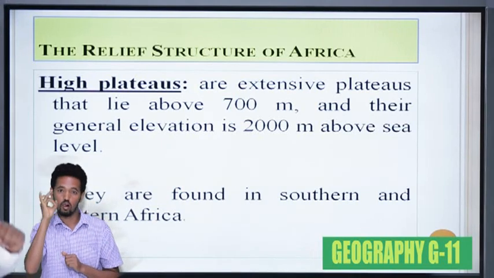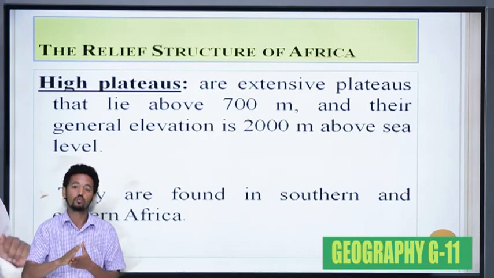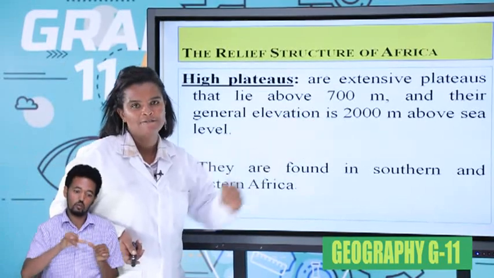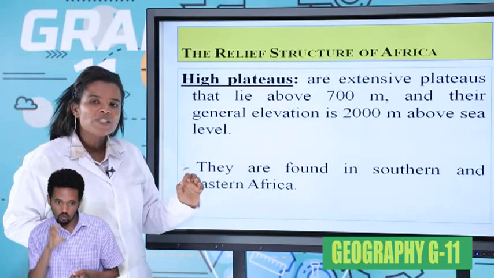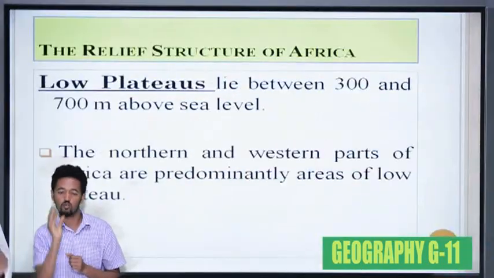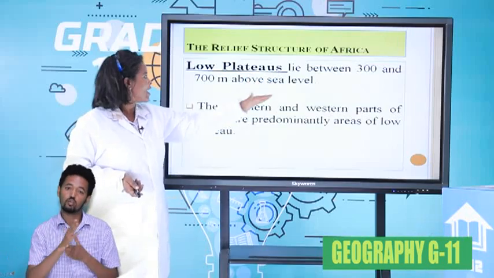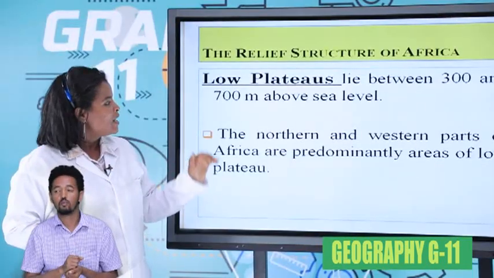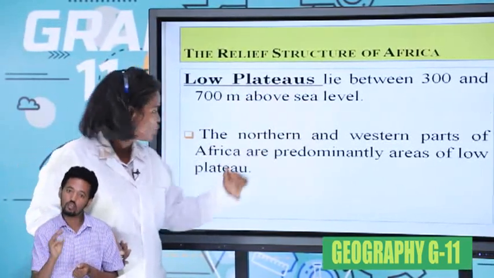High plateaus are extensive plateaus that lie above 700 meters, and the maximum altitude is 2,000 meters above sea level. They are found in the southern and eastern parts of Africa. The low plateau lies between 300 and 700 meters above sea level. This low plateau is mostly found in the north and western parts of Africa.